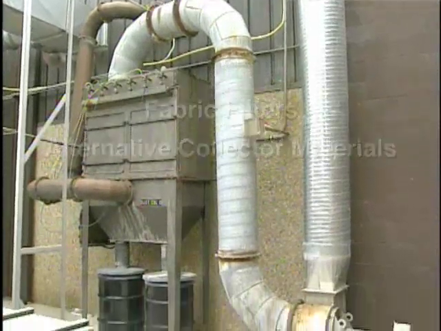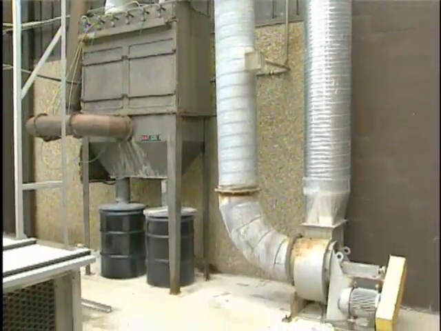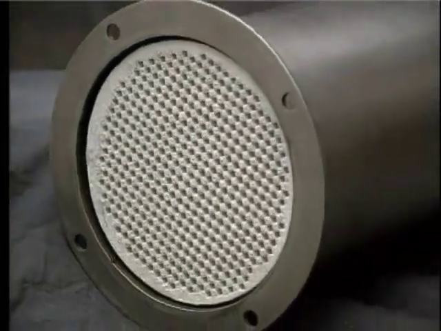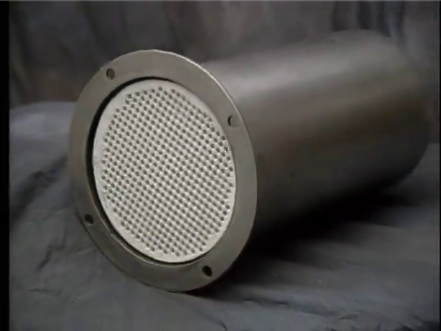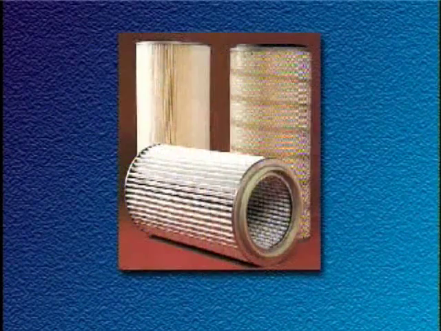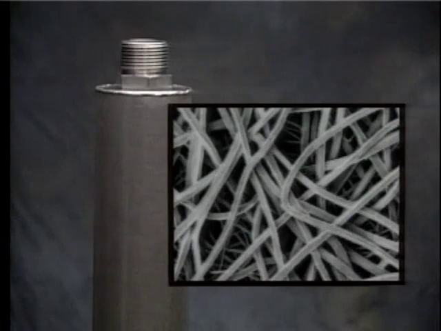Cartridge collectors are similar to pulse jet collectors. The unique feature is the design of the filter element. Essentially, all cartridges are shorter than pulse jet bags. Some have simple cylindrical designs, while others have a large number of pleats or other complex shapes in order to increase the filtering area. The filter media is usually a felted fiber material, but may be constructed of sintered metal or porous ceramic.